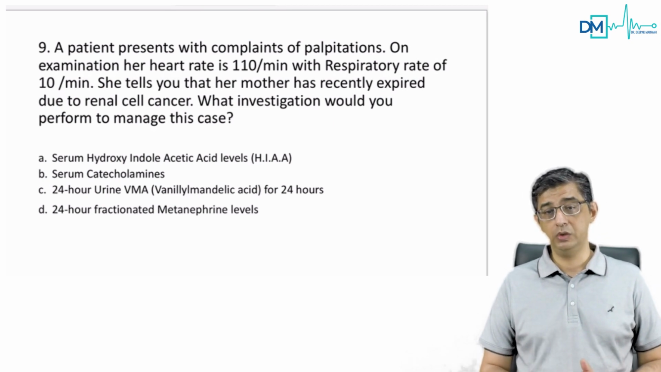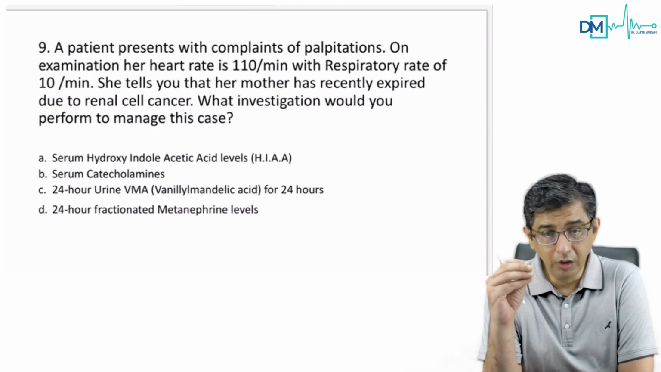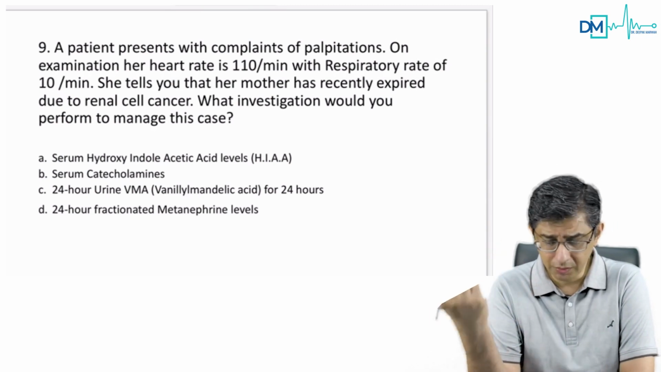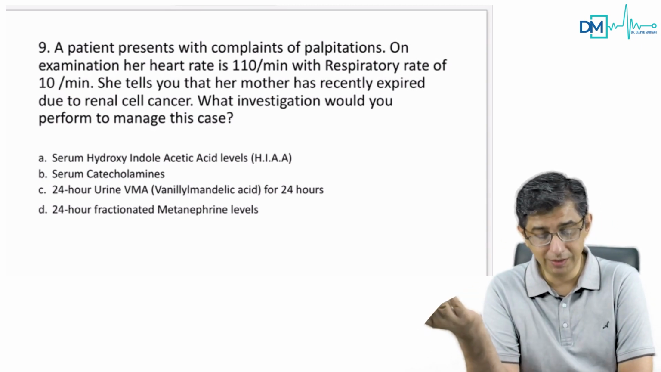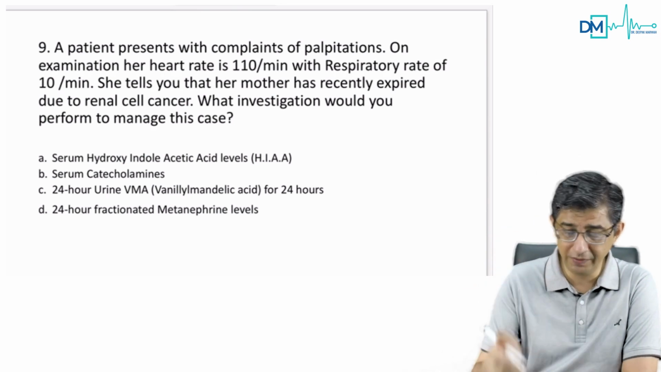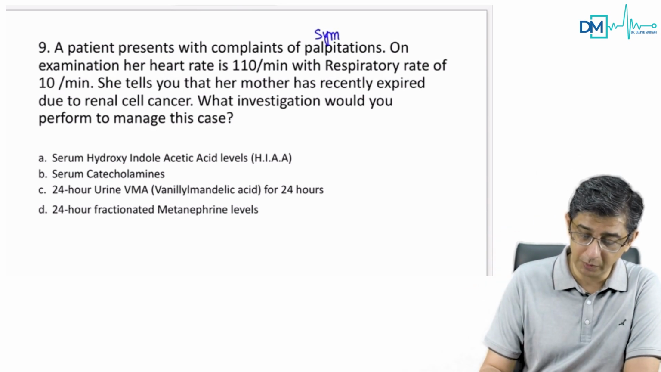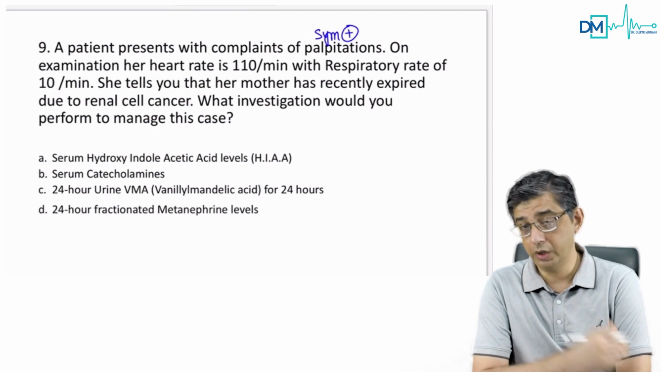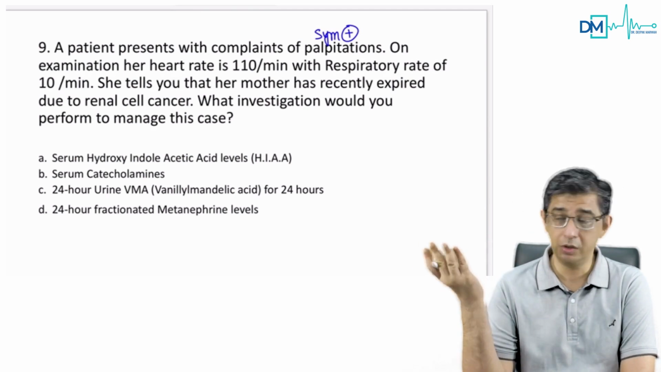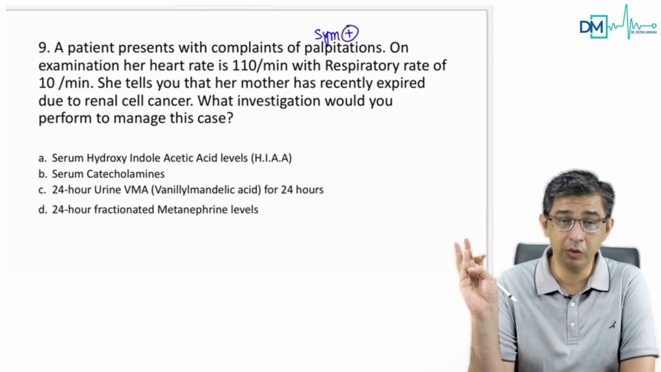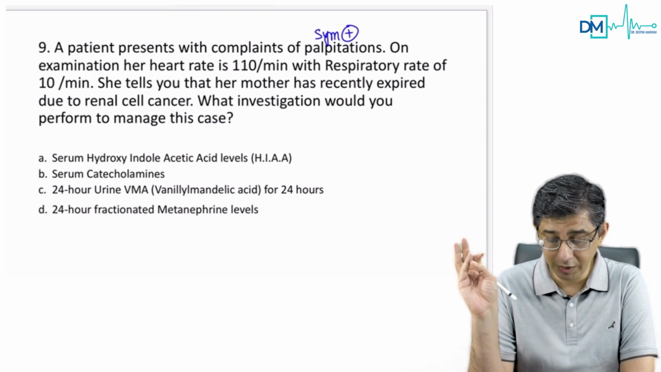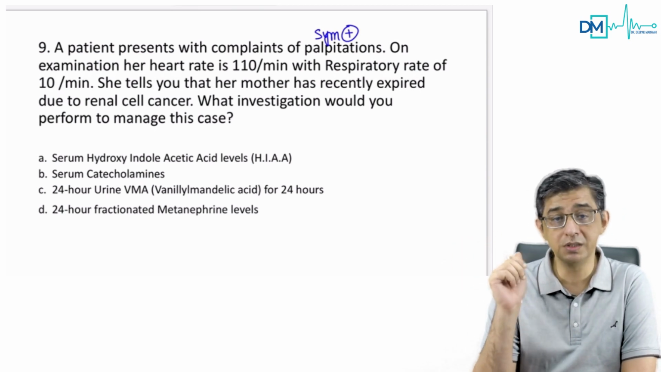I think the surgeon will also talk about it, but let me do my part. He talks about a patient with palpitations. Okay, the heart rate is on the higher side, respiratory rate is fine. So there's definitely some evidence of sympathomimetic stimulation given in the question. Now, what are the conditions that you know about sympathomimetic stimulation? Pheochromocytoma, it could be thyrotoxicosis, and he tells you that his mother has recently expired due to renal cell cancer.